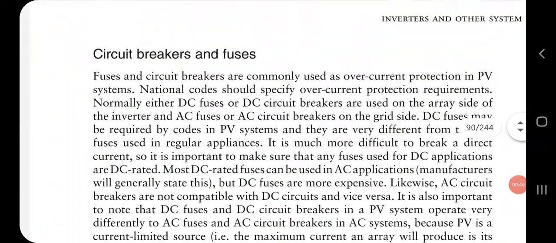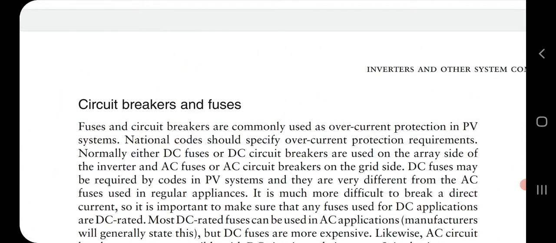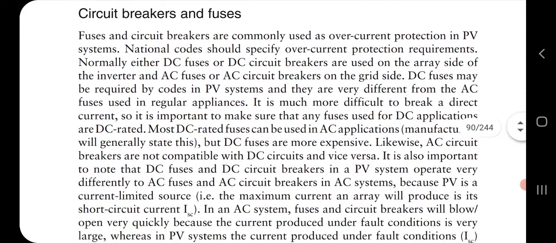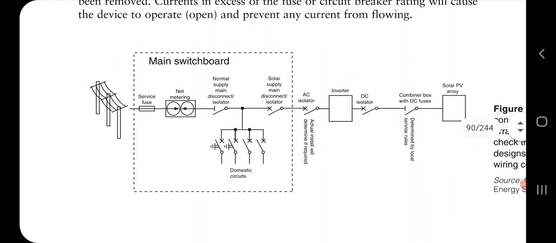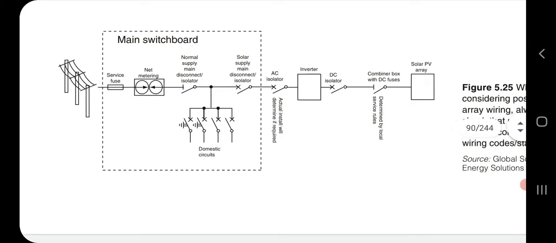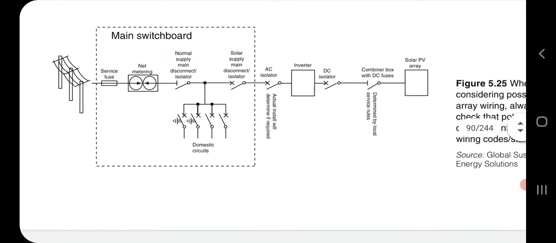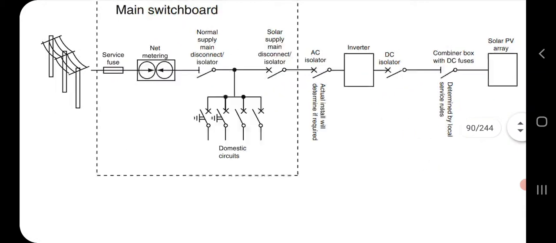Here the circuit breakers and fuses are required for every protection area box. A circuit breaker and fuses have to be placed for the protection. You can watch this one. You can see this particular diagram. In this diagram, all types of circuit breakers are possible, and how they are provided to the grid.